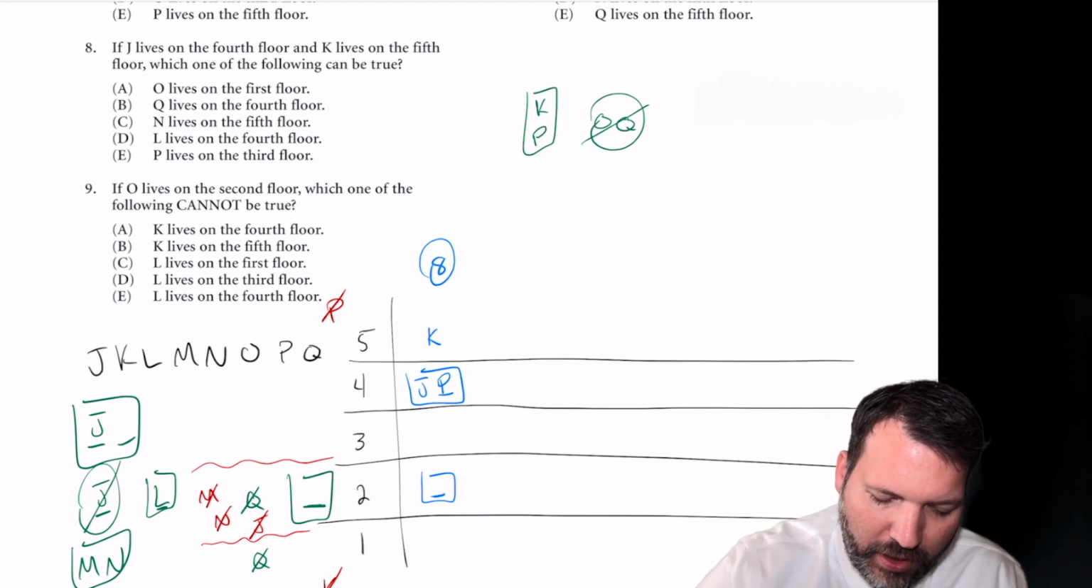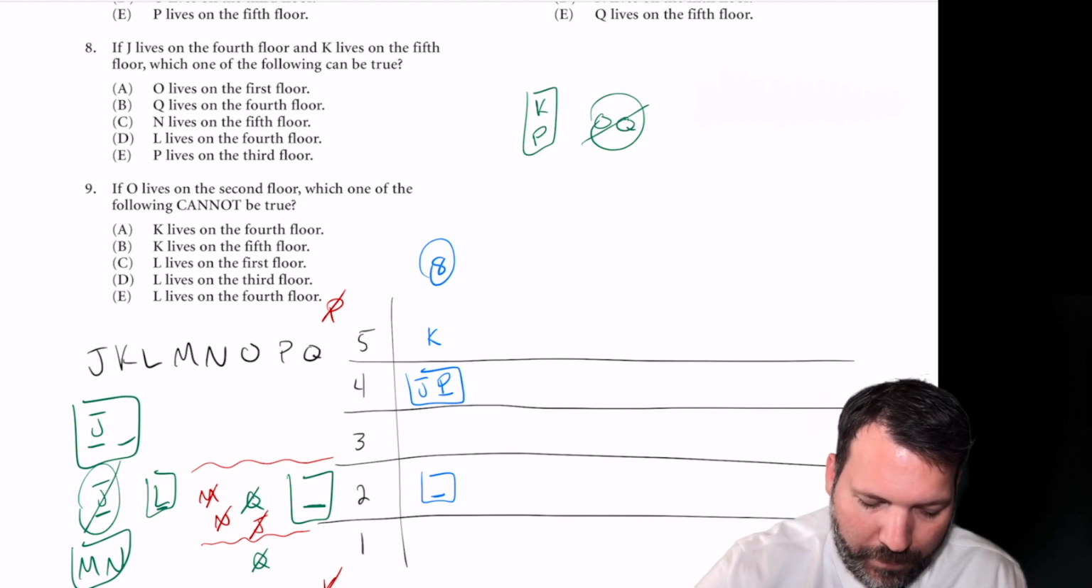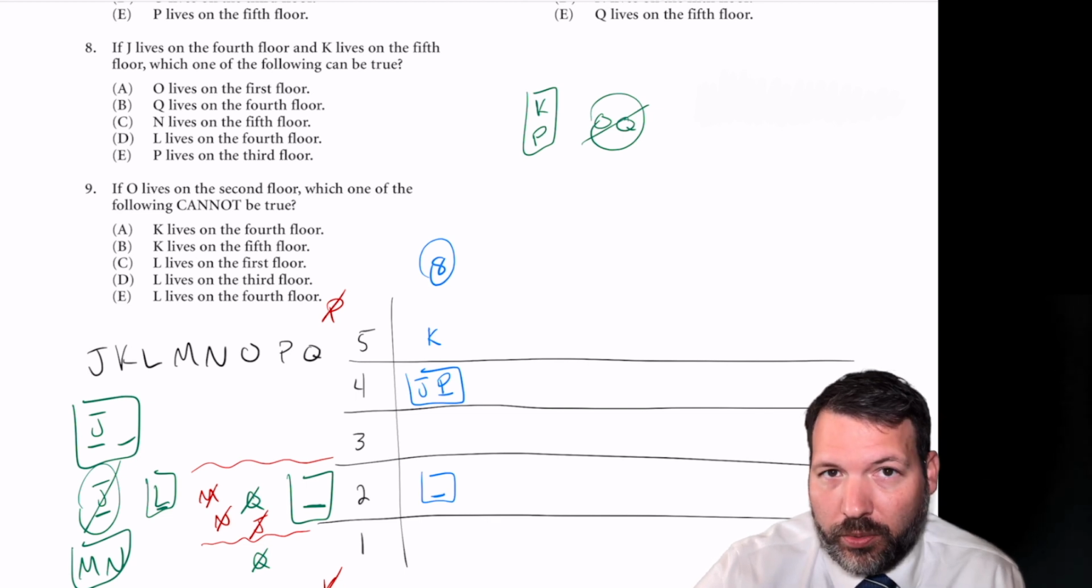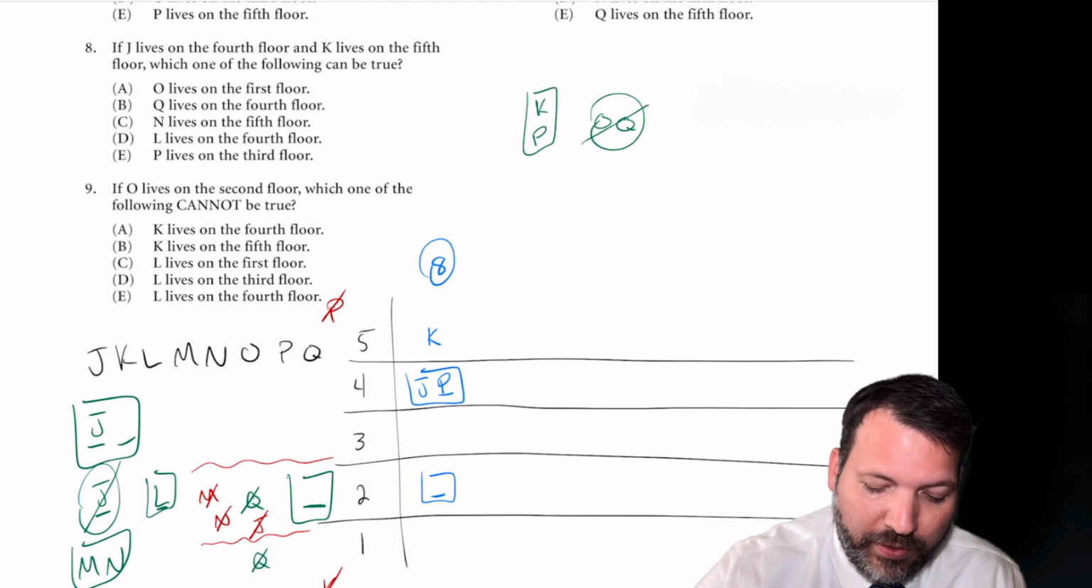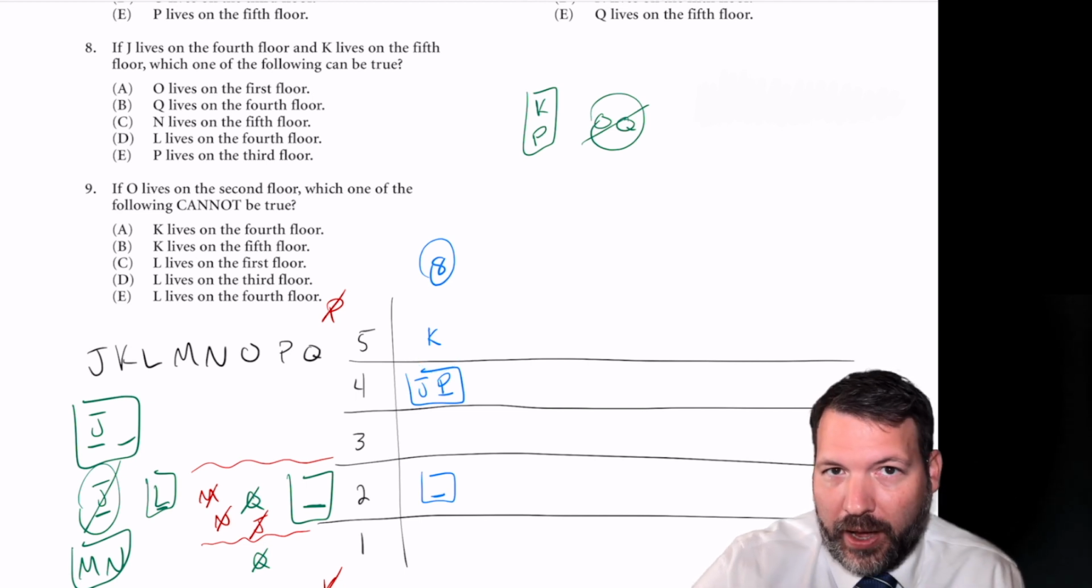But then from there, M and N are either 3rd or 1st floor. And of course, Q can't be 1st or 2nd. But I could put Q with K on floor 5. So I think that's the mistake I was making. I was assuming in some sense that K had to be alone on floor 5.